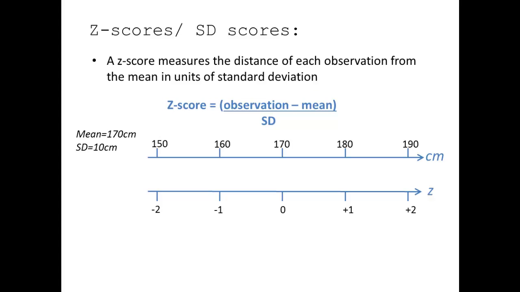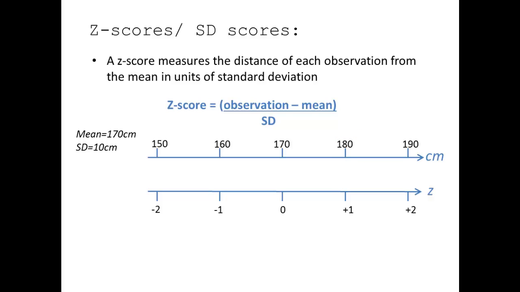A quick example. We've measured height in a sample of men. We find the mean height to be 170 centimeters with a standard deviation of 10 centimeters. So a height of 160 centimeters is 10 centimeters, or one standard deviation unit below the mean of 170 centimeters, and so has a z-score of -1. A height of 170 is exactly on the mean, so has a z-score of 0, and a height of 180 is one standard deviation unit greater than the mean, so has a z-score of +1.